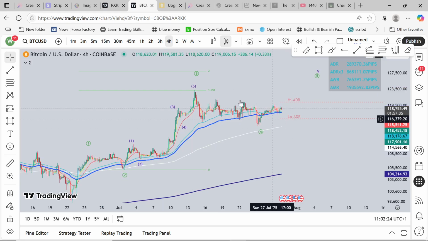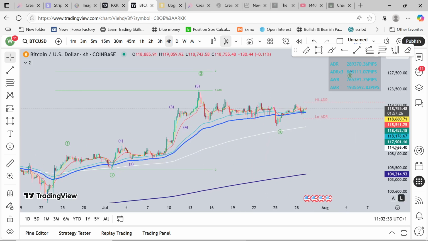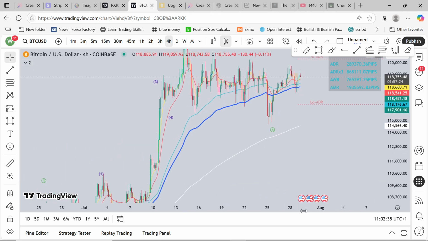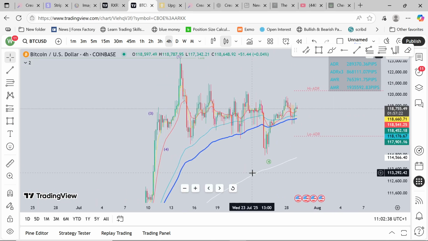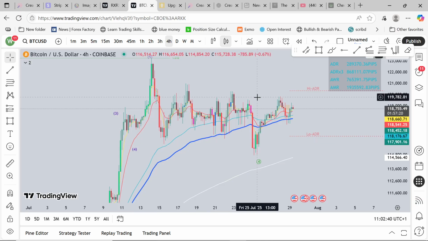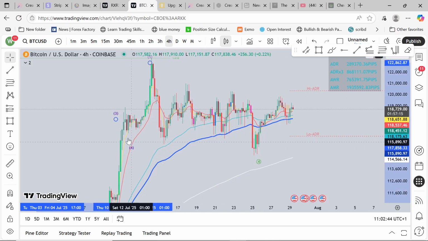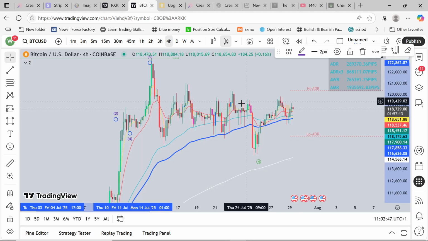Now, this is what's taken forever. 14th of July, 25th of July. This has been going sideways to give us this wave 4. Finally got a stop hunt below the level, and a break back up and a break of structure. Now here, this can be counted impulsively. I would look at this as a 1.